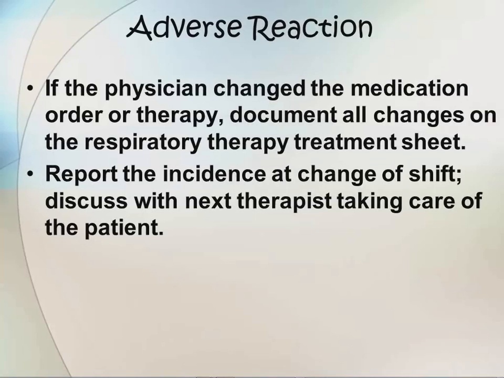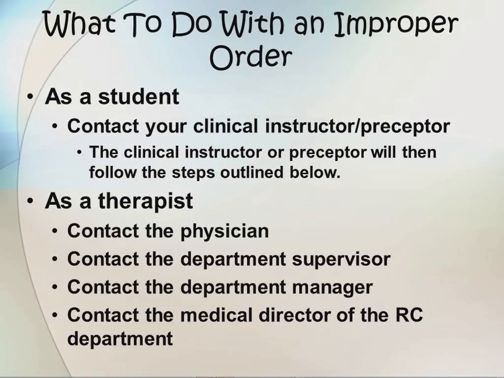Okay. And if there's any changes in the orders, that should be passed along at shift change to the following person. And if you come across an improper order, for you as students, it's pretty easy. You just get a hold of your preceptor and say, I don't think that this amount of albuterol is a correct amount.